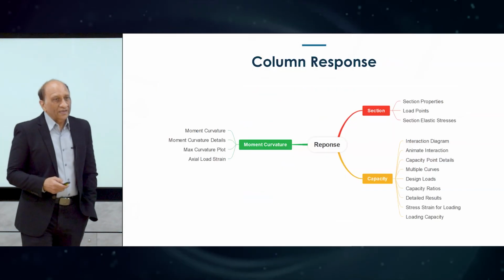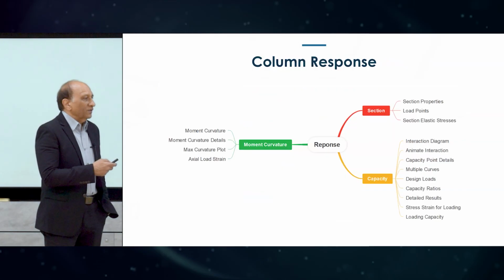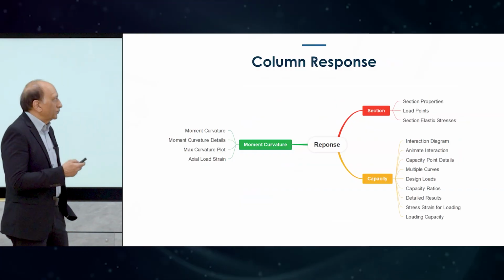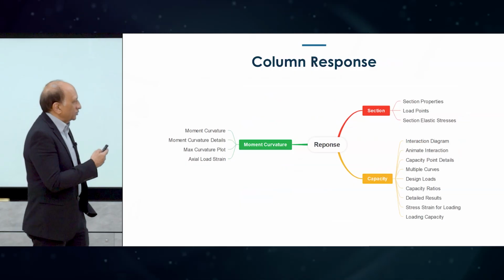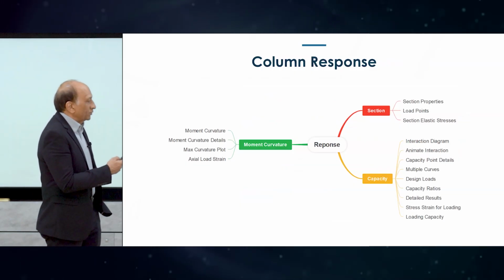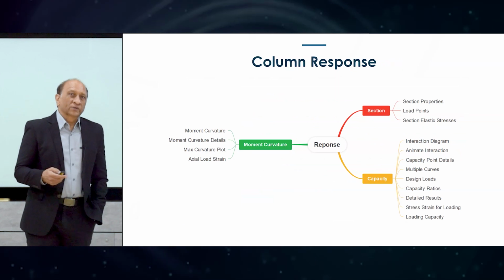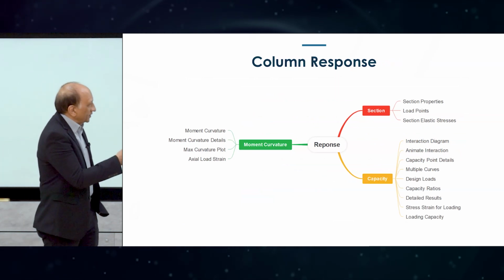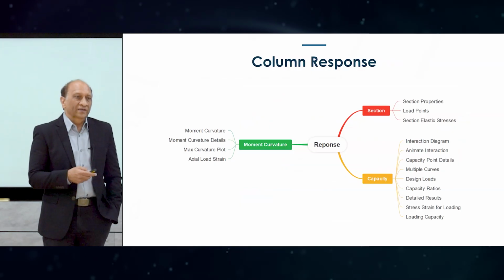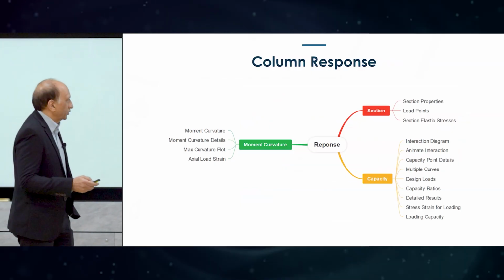Now, I want to emphasize just briefly to see where these things are coming from. So we can look at CSI Col; the response that we get is of three kinds. One is the section response related to the section itself. One is related to its capacity, and one is related to its moment curvature. And you get a lot of further response from there. So I want to just share with you how these three main categories of response are computed.